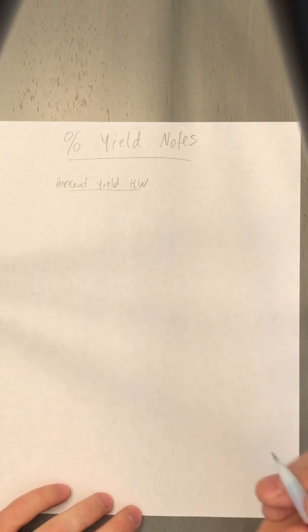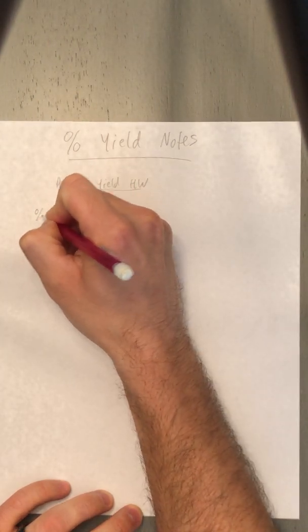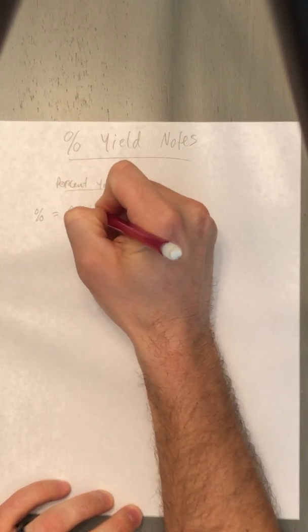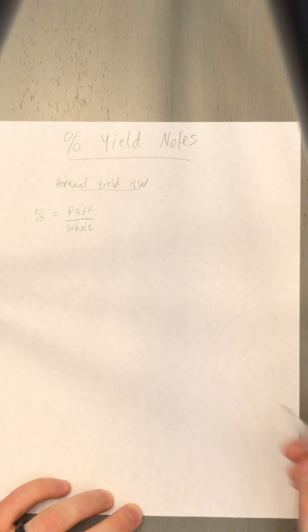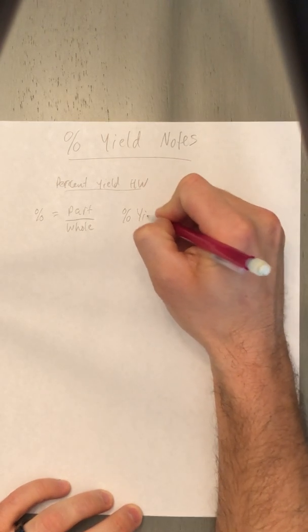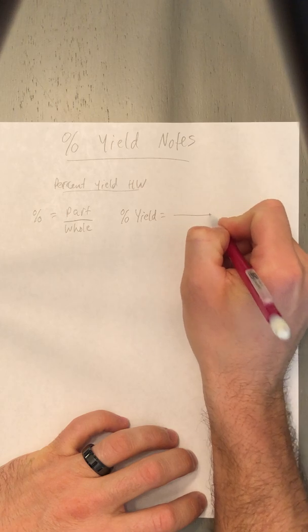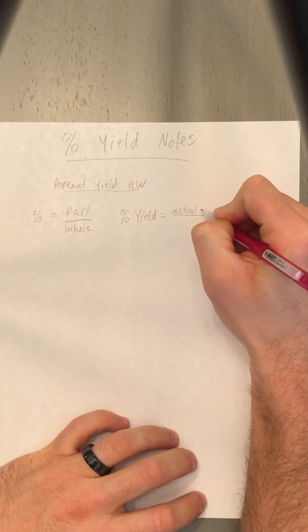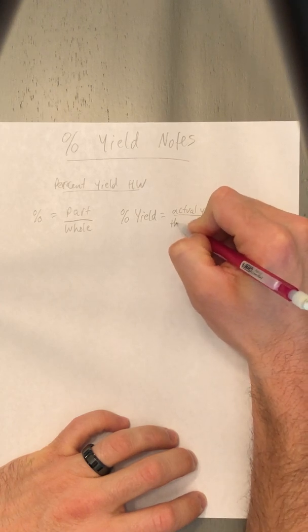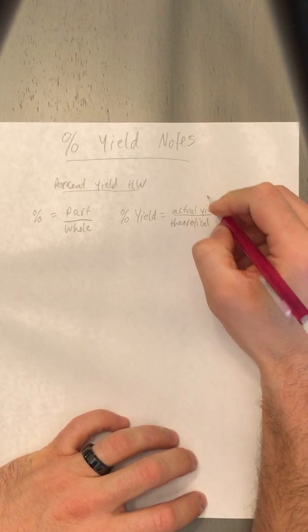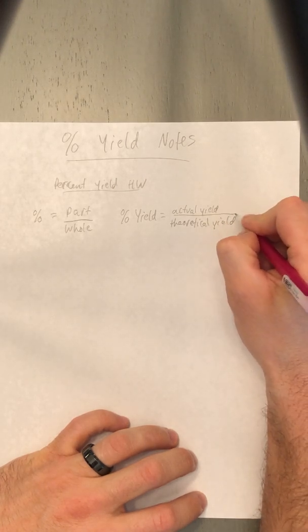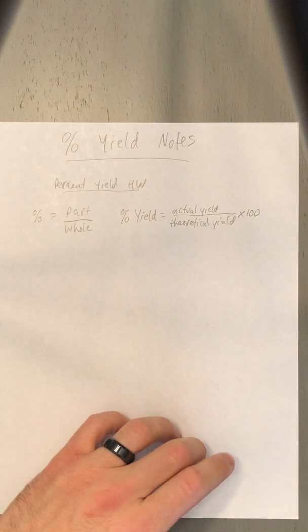And so when we look at percent yield, the first thing is we have a formula. We should know that a percent is equal to a part over a whole. We've talked about that before. When we look at percent yield in chemistry, we're just looking at how much did you make? So in your chemical reaction, how much product did you make? And we're going to compare that to how much you should have made. So our formula is our actual yield divided by our theoretical yield, and to turn it into a percent, we multiply it by 100.